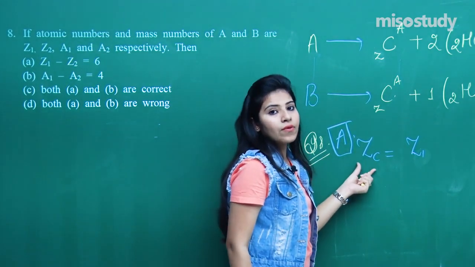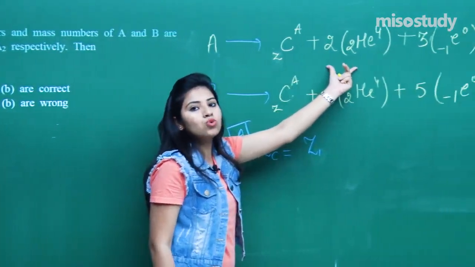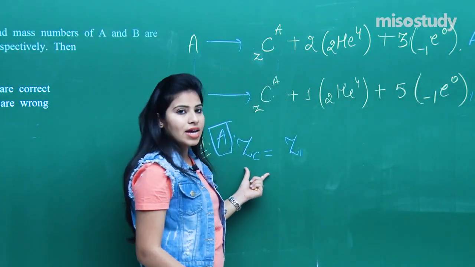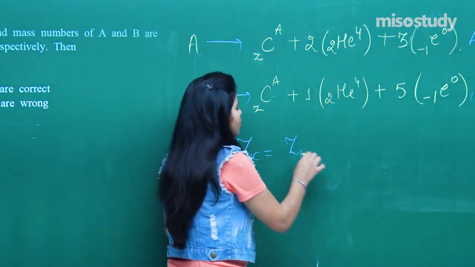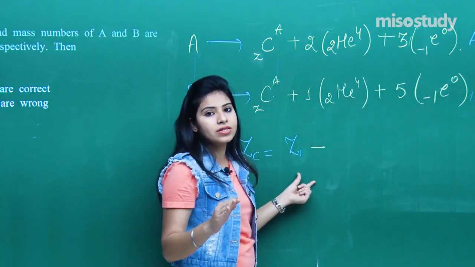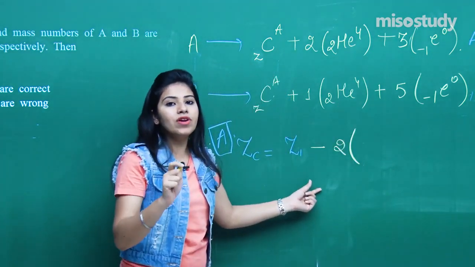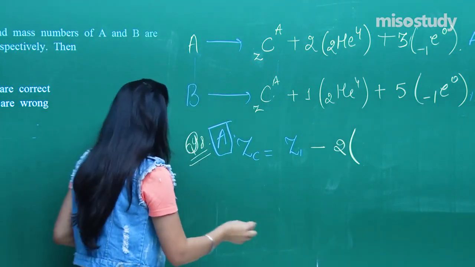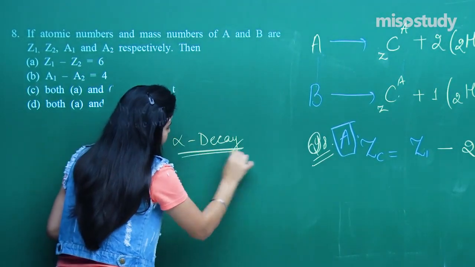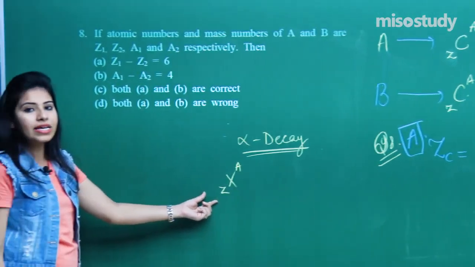In the case of A, where the nucleus is being converted into a stable nucleus C by emitting 2 alpha particles and 3 beta particles, that means ZC here will be Z1 minus, because from here the alpha particle is being deducted. So that means 2 particles of alpha. When you have seen the case of alpha decay, let me just tell you once again, what do we mean by alpha decay? Suppose there is an atom before you, and when it is undergoing alpha decay, what will happen?